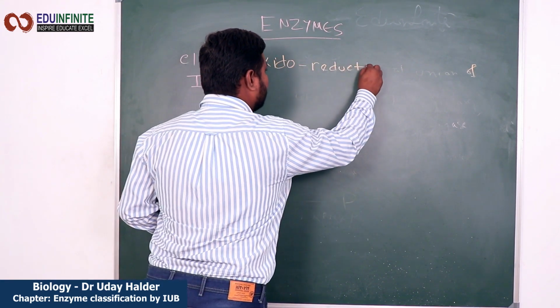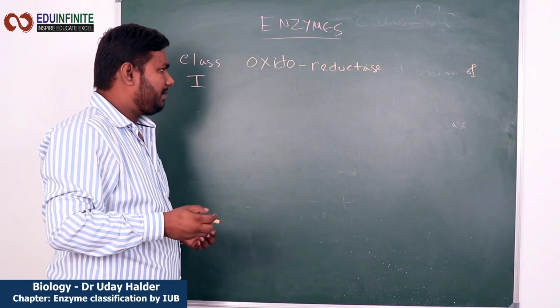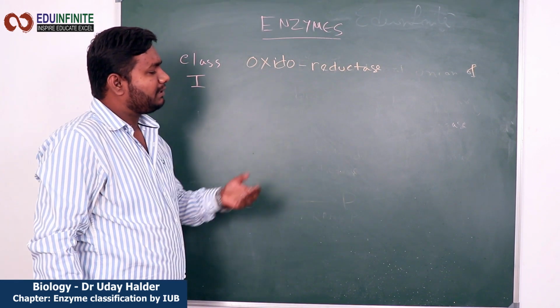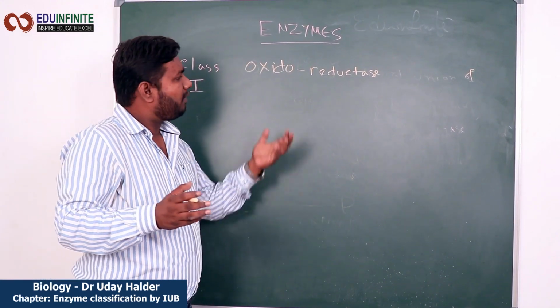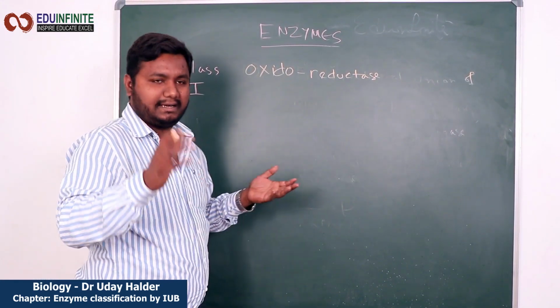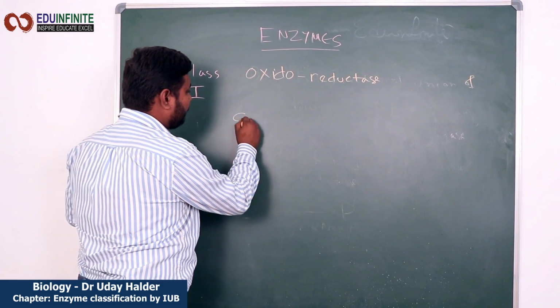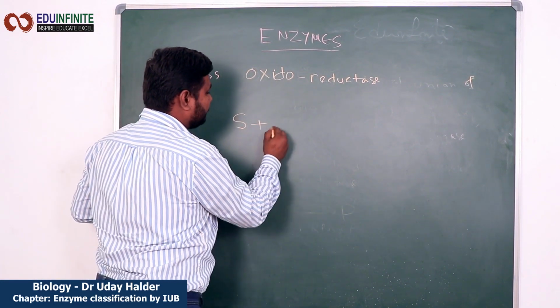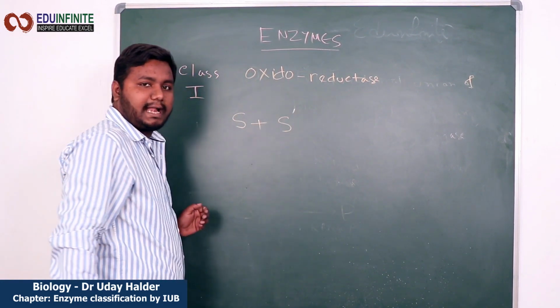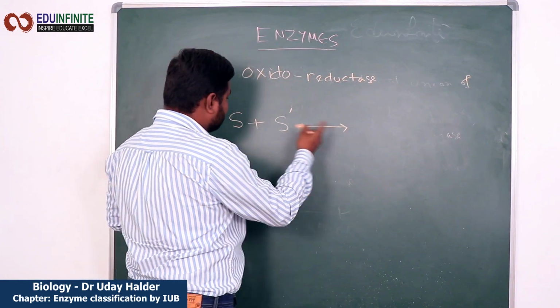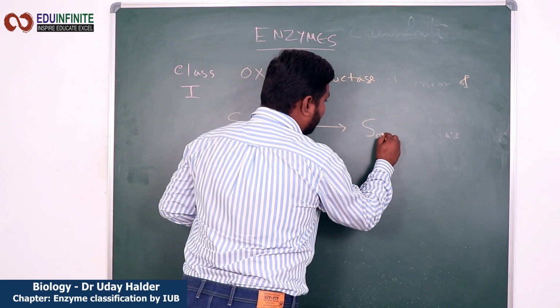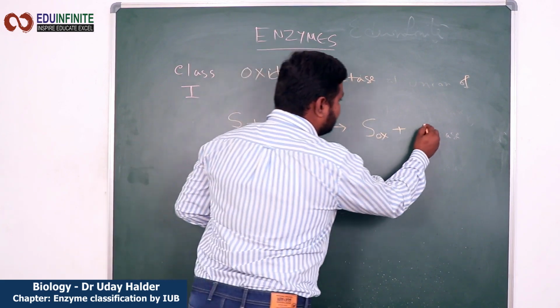Oxidoreductase. So I think you can easily understand from the name itself that this type of enzyme does the job of oxidation reduction in a reaction. Let's say S is a substrate, S dash is another substrate which is converted into, let's say S is been oxidized here and S dash is reduced here.